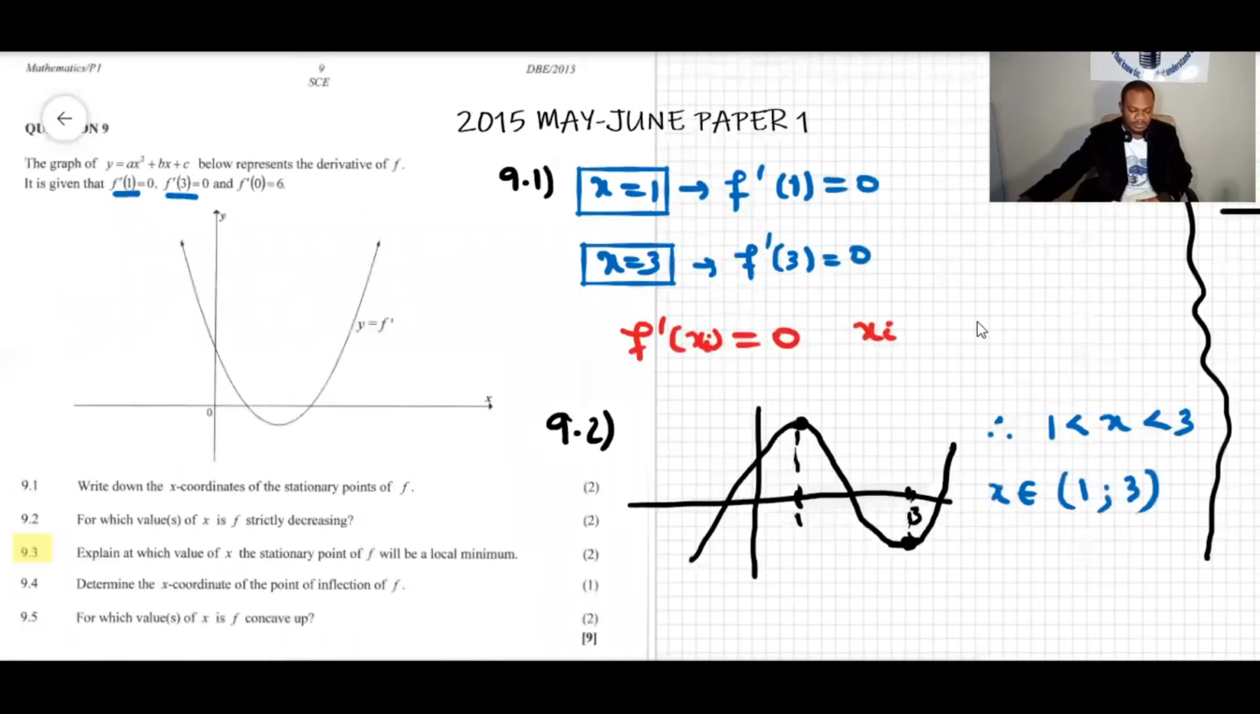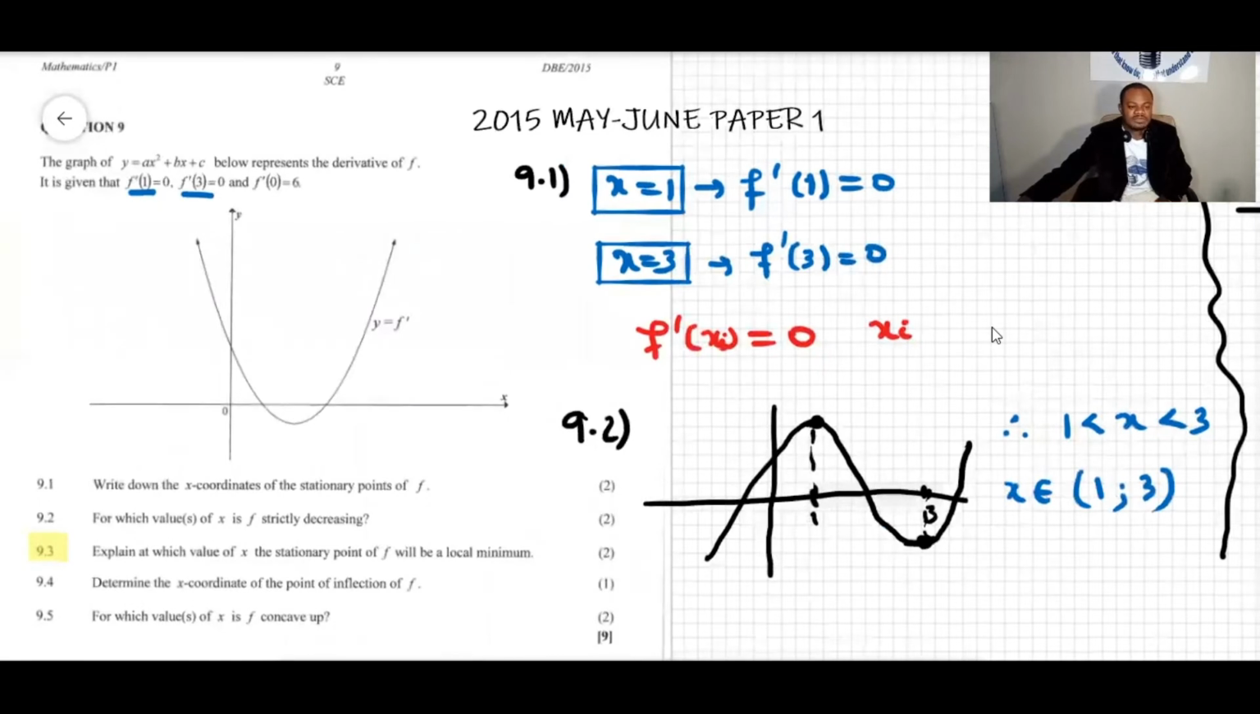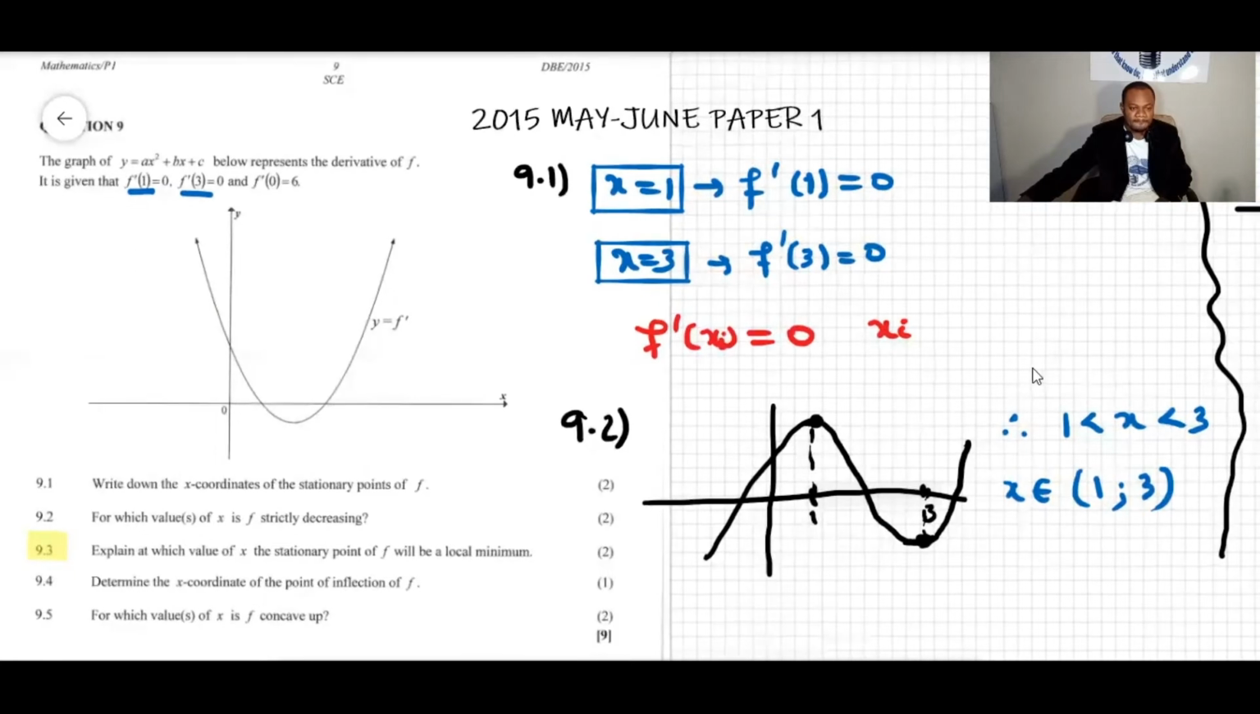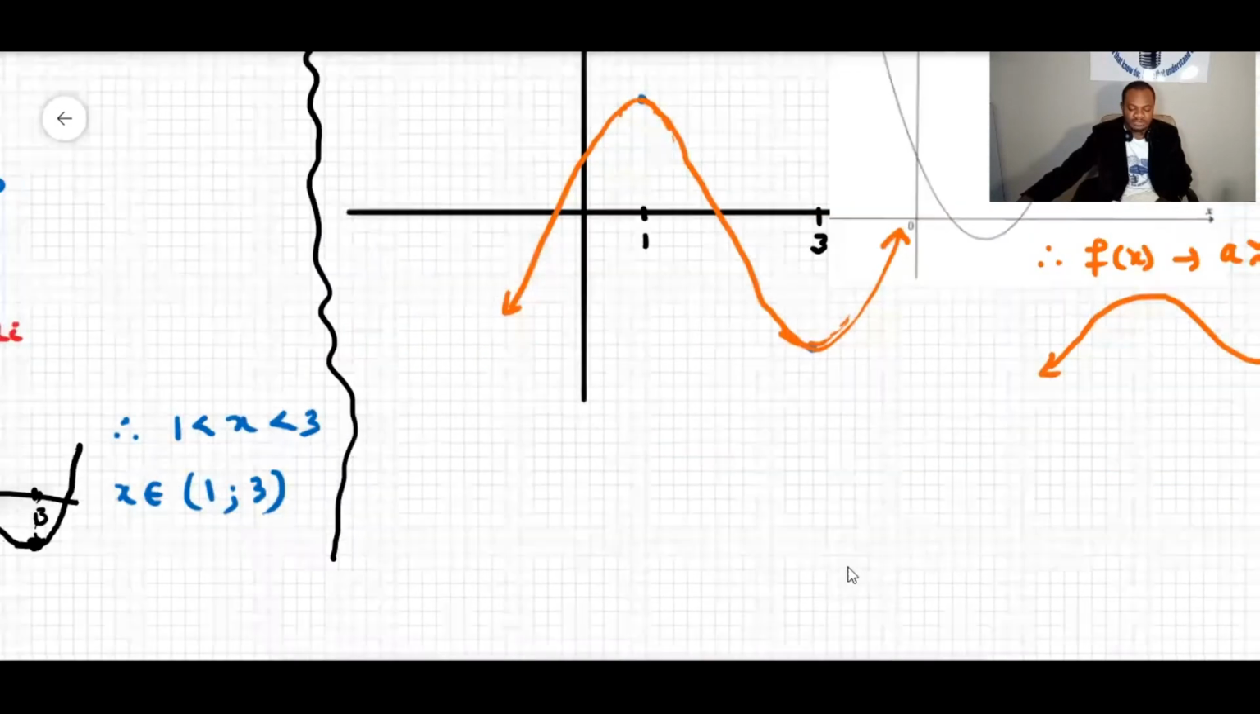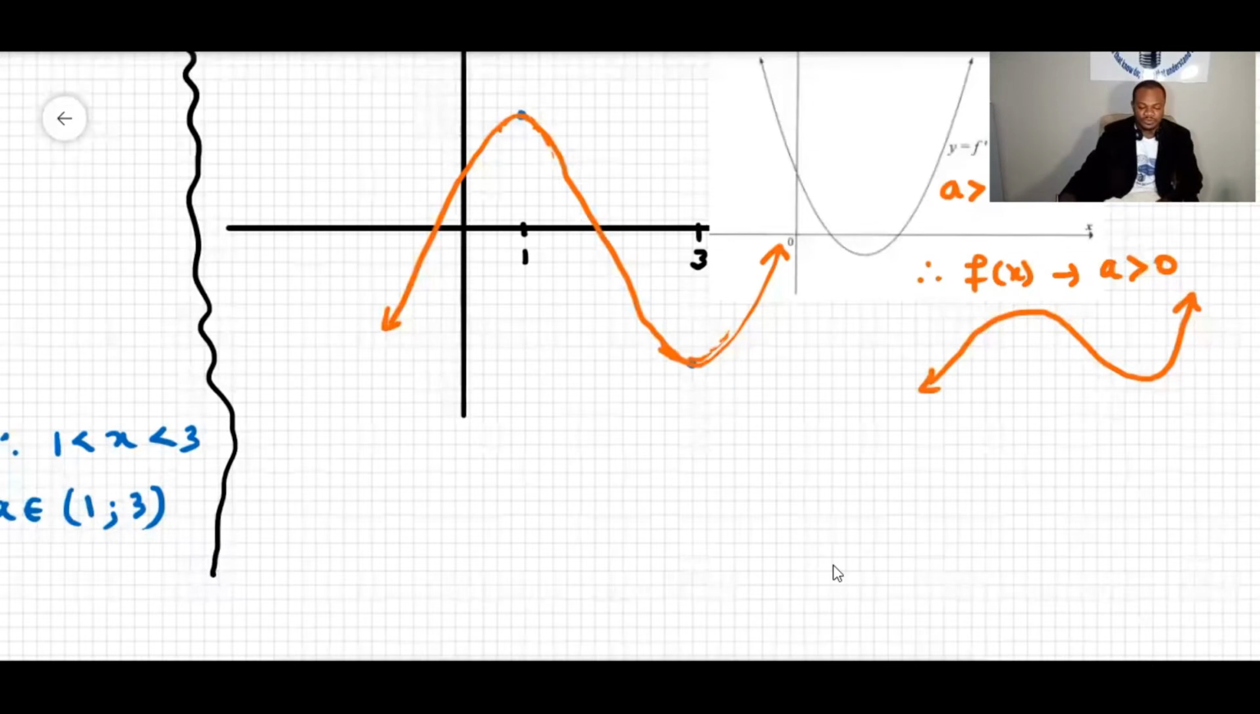Now, question 9.3 says explain at which value of x the stationary point f will be a local minimum. I will see that we have a local minimum at x equals 3 because the turning point is over here. Therefore, it is x equals 3. That's the value, because at x equals 1, we have a local maximum.